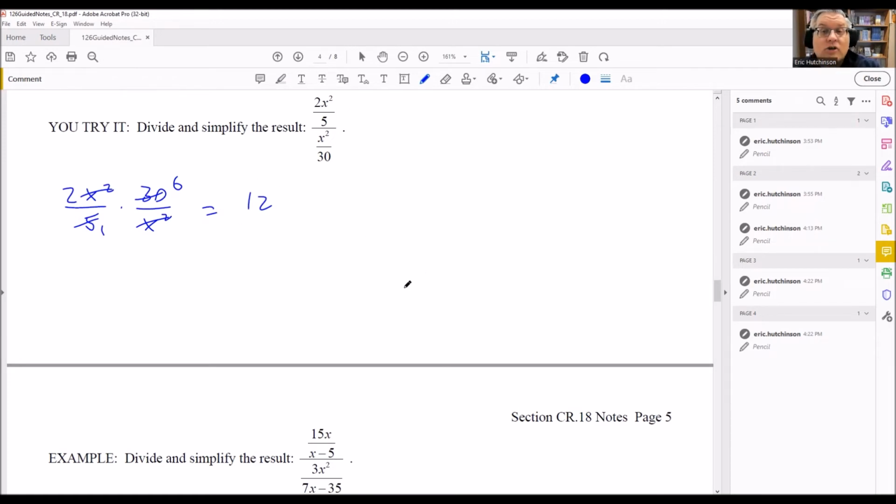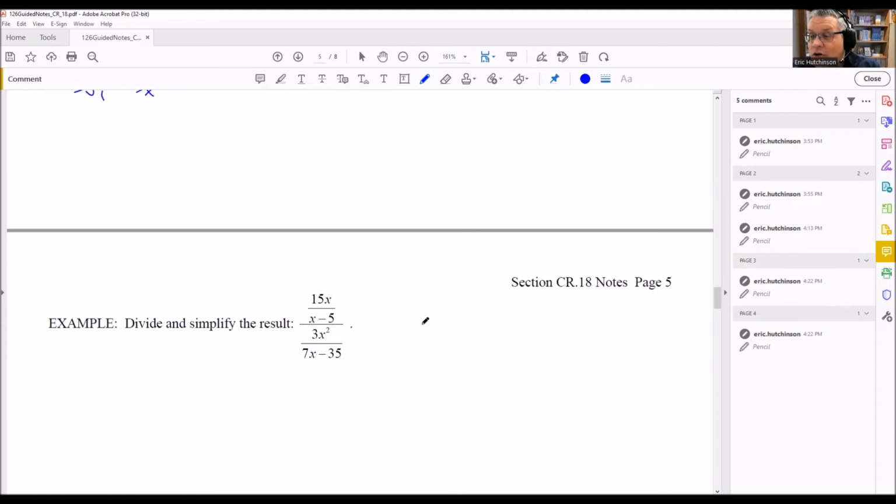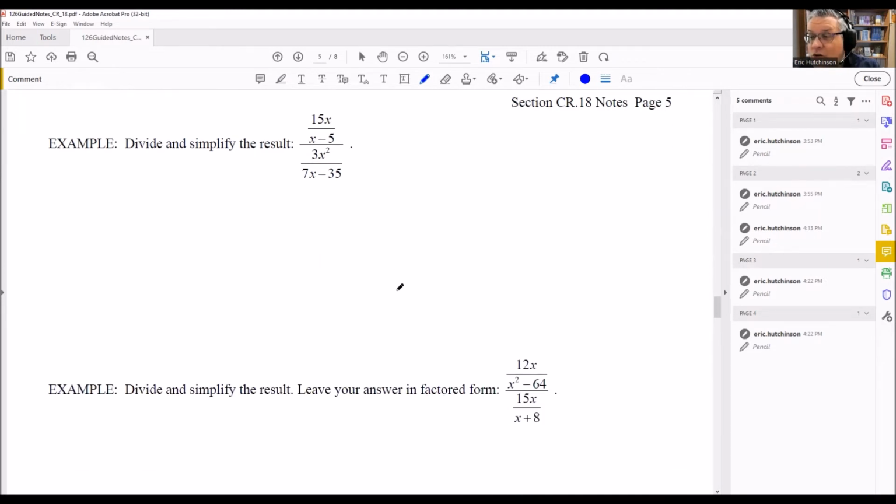This also works if you've got something else going on besides just regular x. If you have a quantity, it also works for that as well. Okay, so for this problem, take the top fraction, and we're going to multiply it by the reciprocal of the bottom fraction. So same process as the previous problems we've looked at.